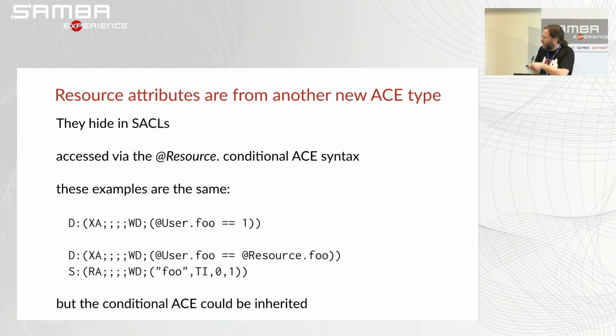But the DACL could be an inherited thing, so I think the reason you use a resource ACE is so you can do that kind of thing, like have the DACL, the conditional ACE somewhere else.